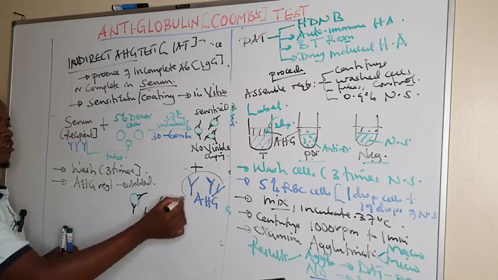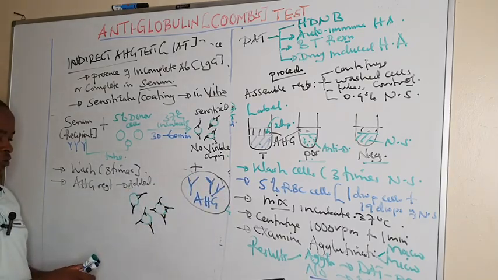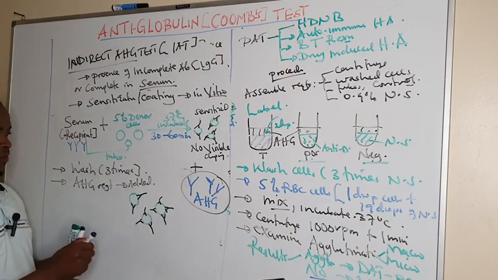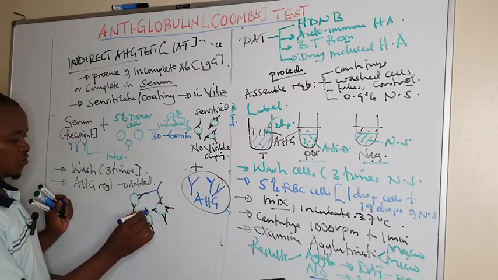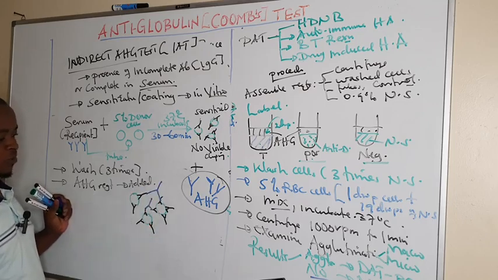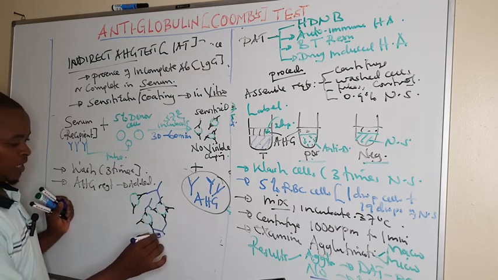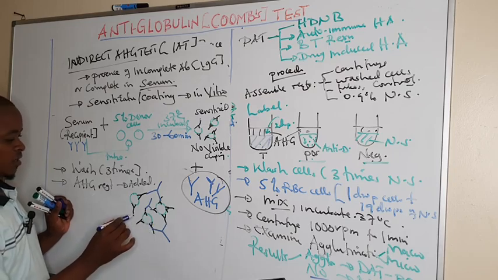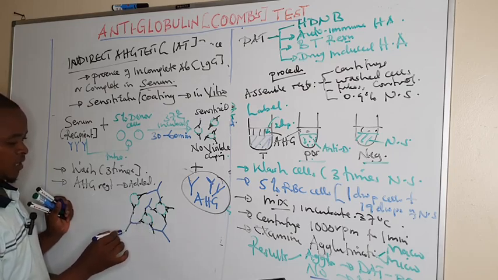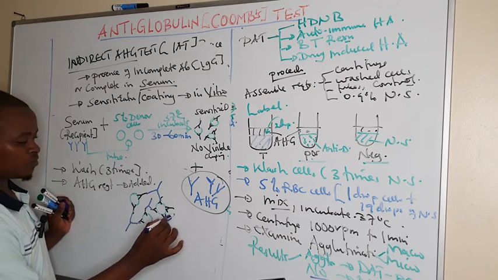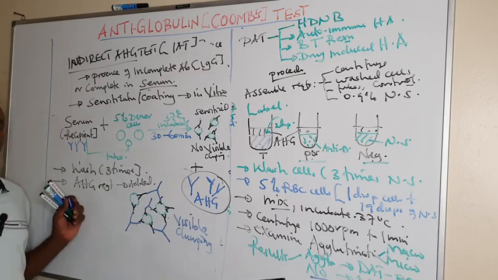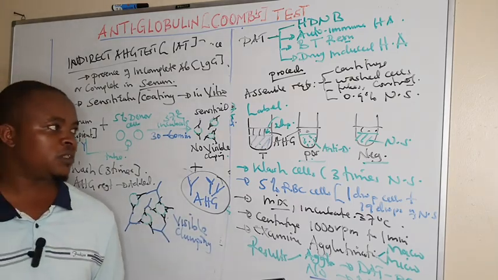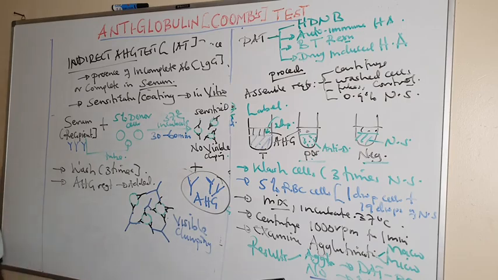Then on addition of anti-human globulin, it is going to cause cross-linkage. It is going to cross-link these incomplete antibodies by binding of the FC portion. This cross-linkage is the one that brings about visible agglutination, visible clumping, what we call agglutination. So this is what we call indirect Coombs, which is different from direct Coombs.